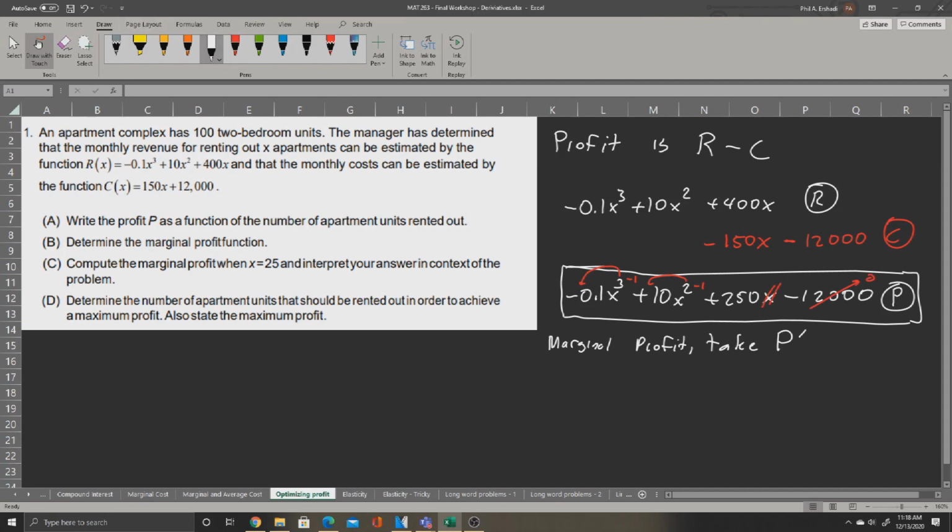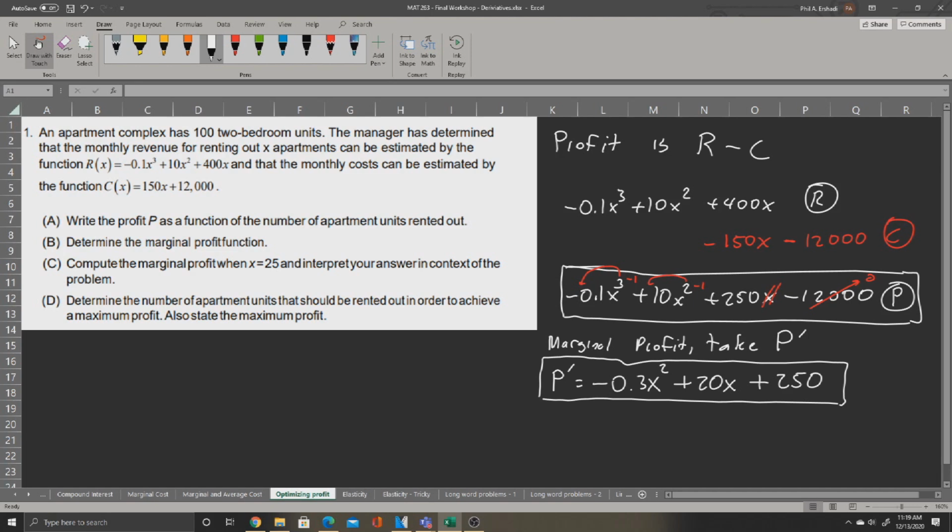So we'll have P prime equals -0.3x², because third minus 1 becomes second, plus 2 times 10 is 20x to the first. If we have 250x, just throw the x away and we get 250. And of course, the 12,000 gets canceled out completely when we take the derivative. And so this is our marginal profit function.